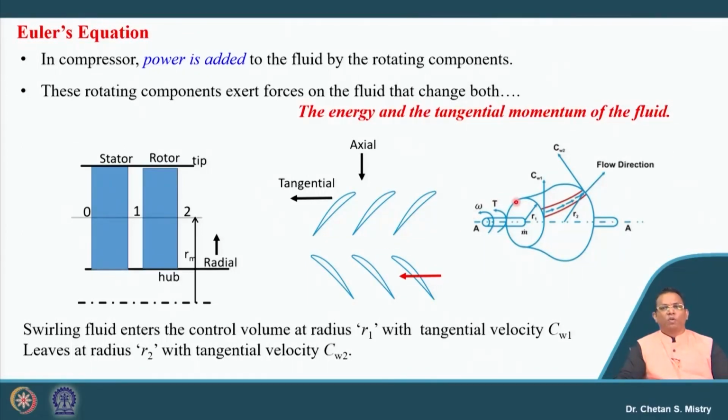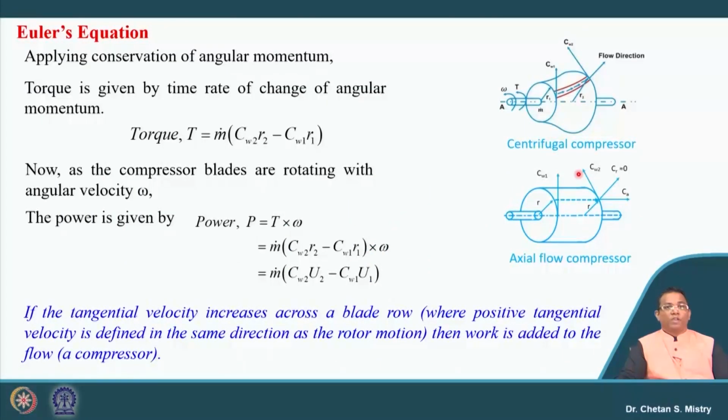Now, if we look carefully, suppose I am assuming a machine with entry radius R1 and exit radius R2. I put the tangential velocity component at the entry as Cw1 and at the exit as Cw2. If we apply the conservation law of angular momentum, the rate of change of angular momentum is what we define as the torque for the rotating machine. That is given by m dot into Cw2 R2 minus Cw1 R1.